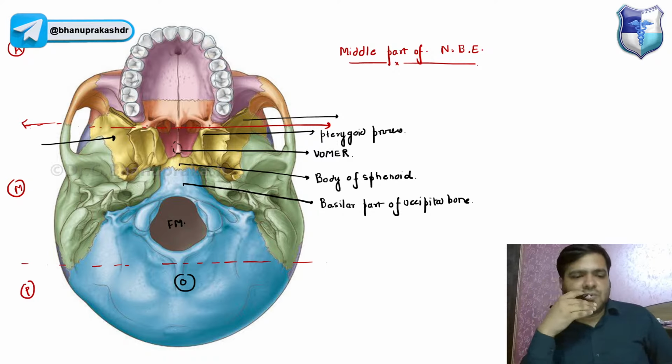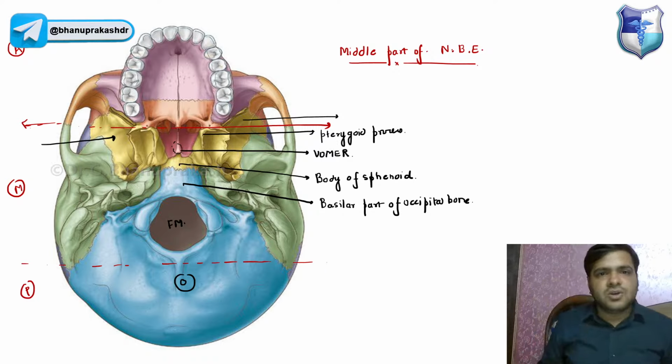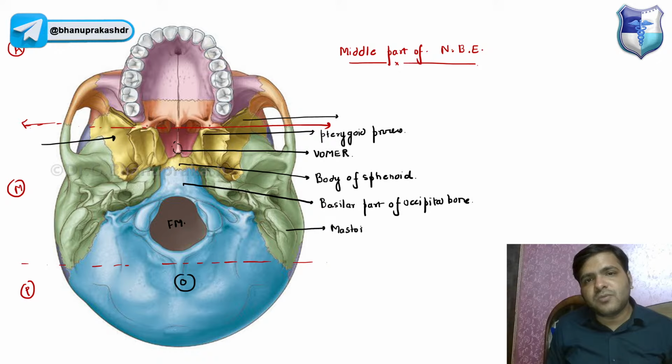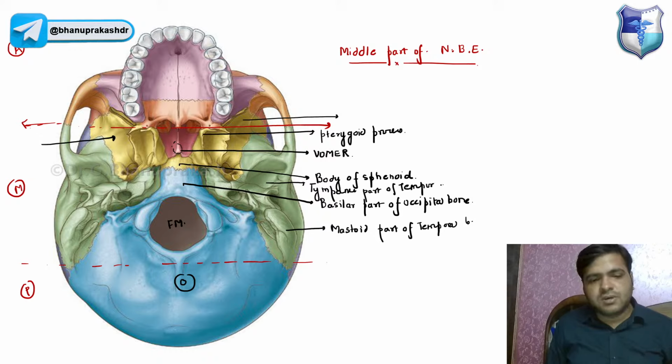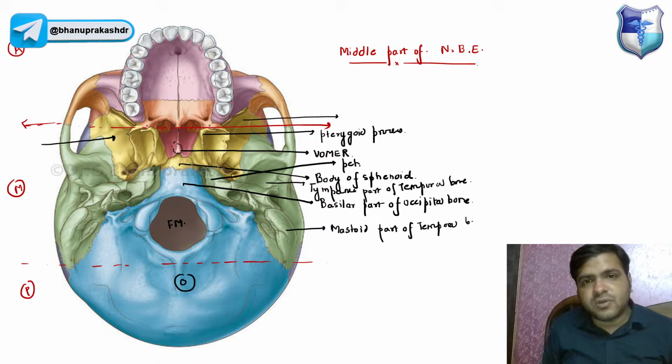So in totality, guys, you already know about this, right? This part is the temporal bone, and especially it is the mastoid part of the temporal bone. The mastoid is at the back, right? We have the mastoid part of the temporal bone. We also have the tympanic part of the temporal bone. And this part specifically is the petrous part of the temporal bone.